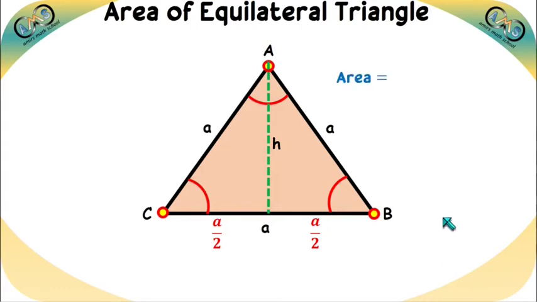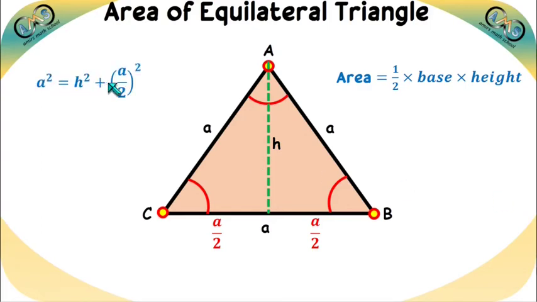We know the area of the triangle is half times base times height. If we consider this a is the base and this h is the height, let's find the value of this height h in terms of a. In this right angle triangle, according to Pythagoras theorem, we can write a square equal to h square plus (a by 2) whole square. That is, the hypotenuse square is equal to the sum of the squares on the other two sides. We are going to find the value of h.